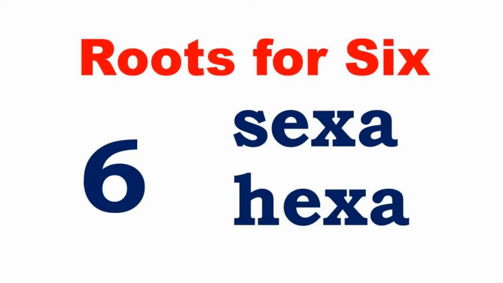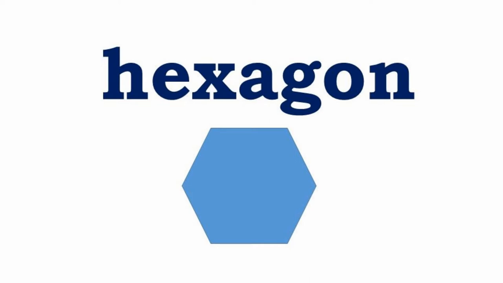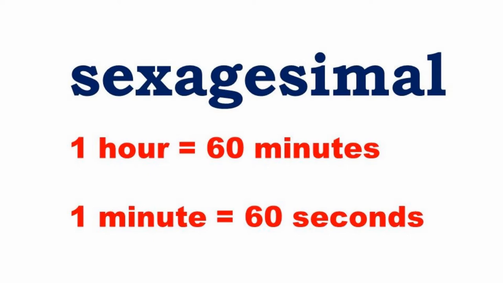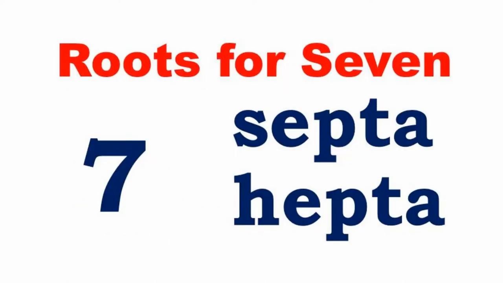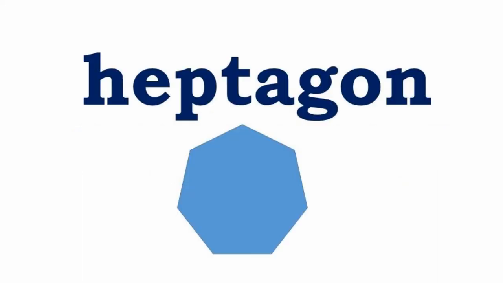The roots for 6 are sexa and hexa, as in hexagon, a 6-sided polygon, and sexagesimal, which is any system based on the number 60. For example, we have 1 hour equal to 60 minutes and 1 minute equal to 60 seconds. Septa and hepta are the roots which stand for 7, as in septenary, which is the 7th anniversary of an event, or heptagon, which is a 7-sided polygon.